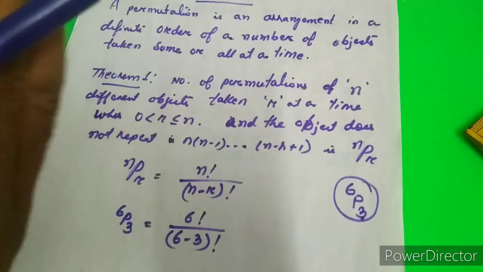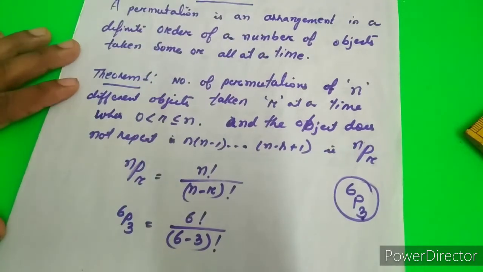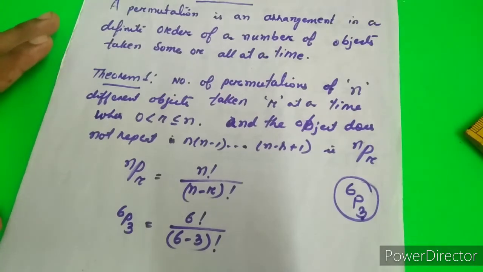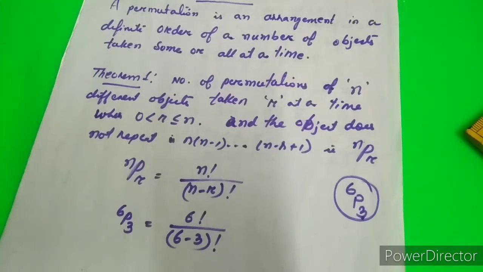6 different numbers, 3 each. We can arrange it in the form of 6P3. That's how permutations are required, in the form of arranging particular objects.